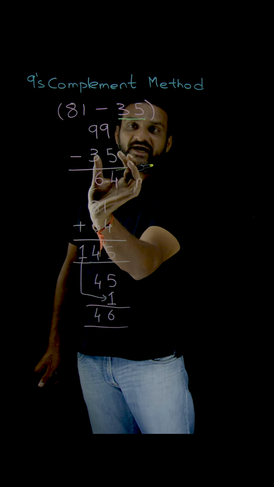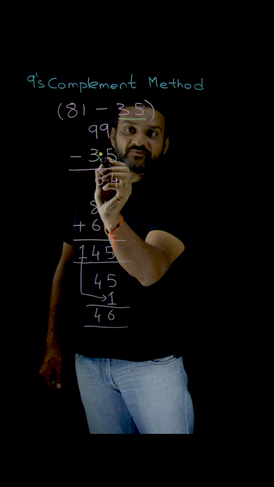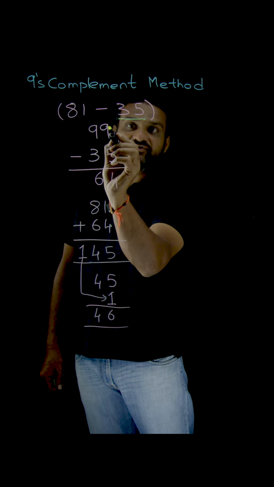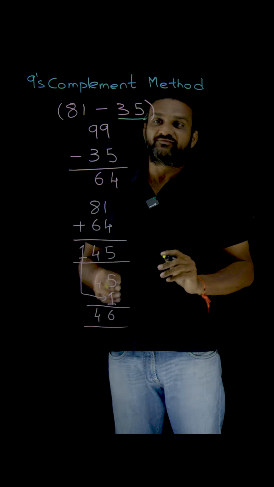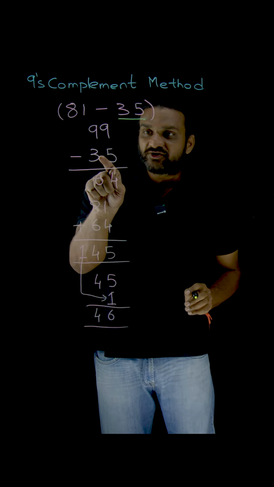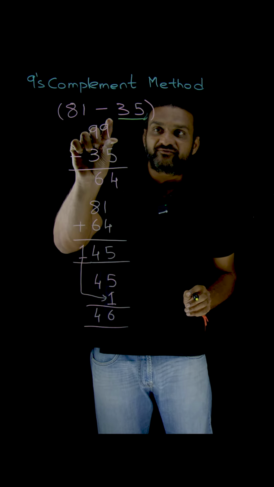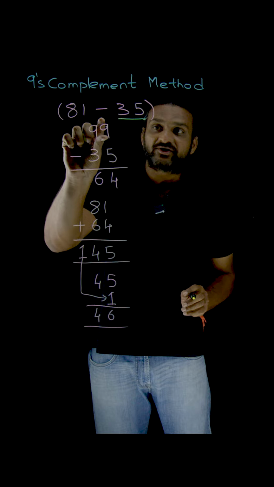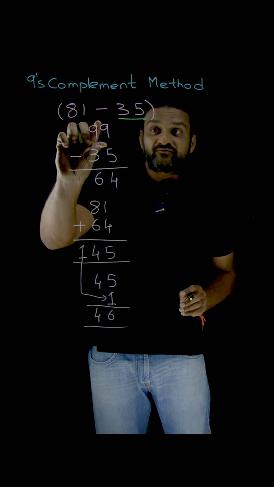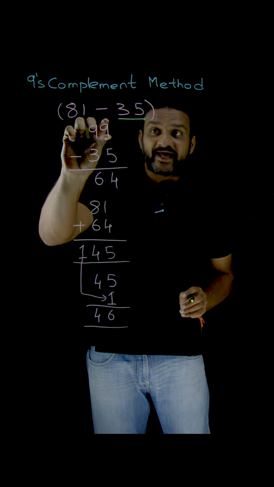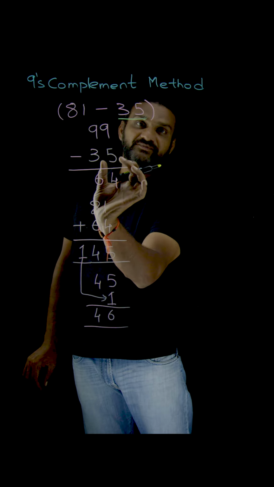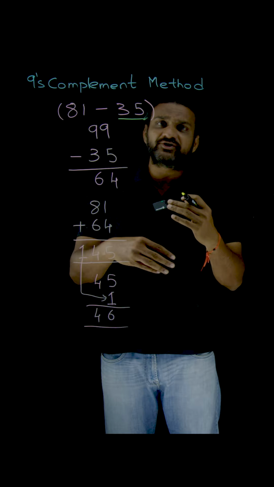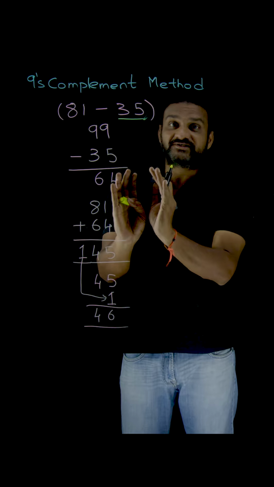for every digit of this subtrahend, we have to put a 9 on top of it. After putting a 9 on top of every digit, we have to subtract this subtrahend from that number. Now what are we going to get from this? So this is what the logic is.